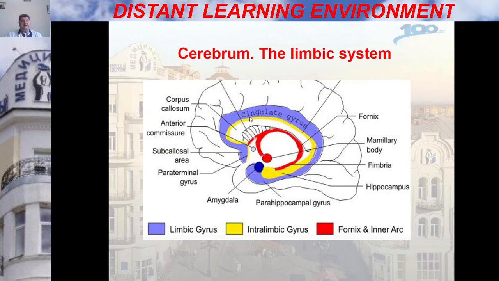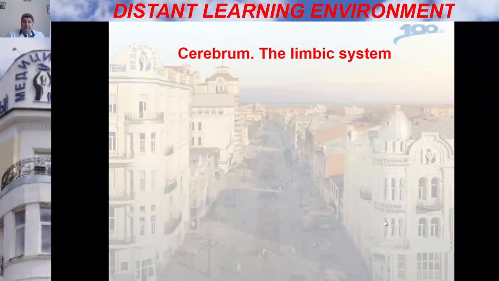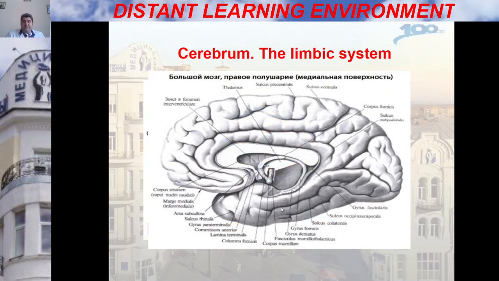All these parts belong to Telencephalon, which you can see here. But also you know that there are not only parts of Telencephalon, because the thalamic nucleus belongs to the thalamus, diencephalon, and mammillary bodies belong to the hypothalamus. Hypothalamus is a part of diencephalon too. So you may see this part of the limbic system here.